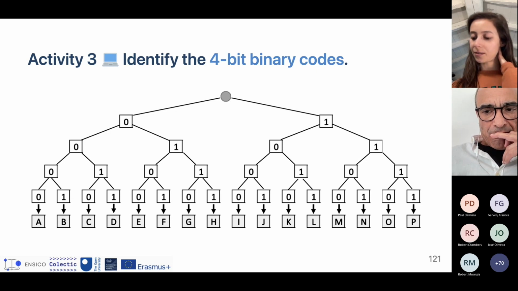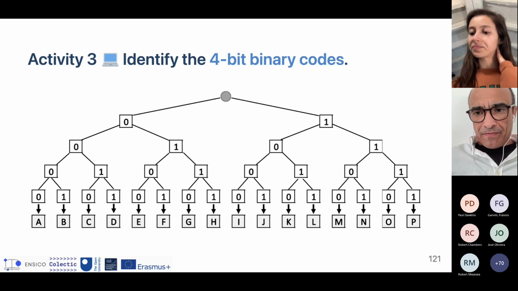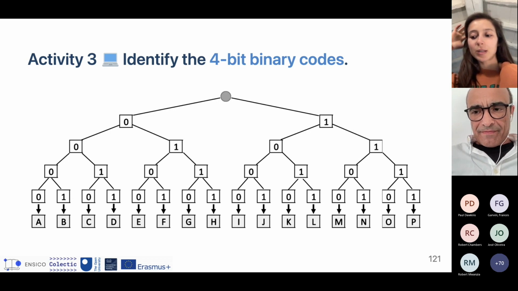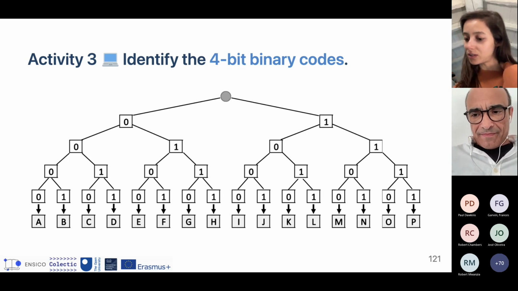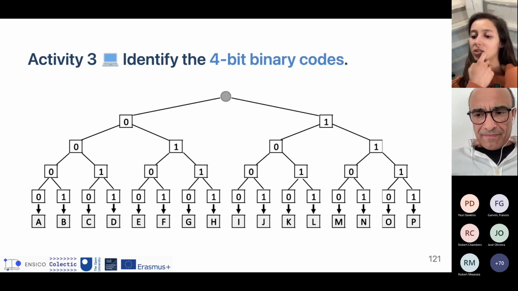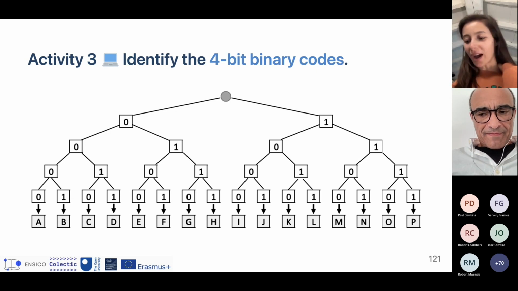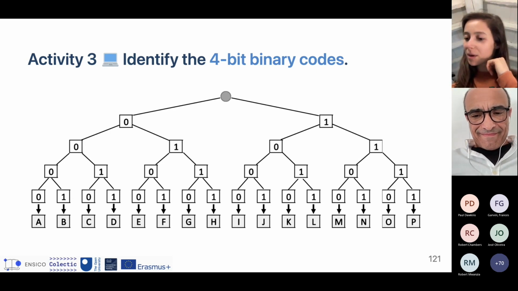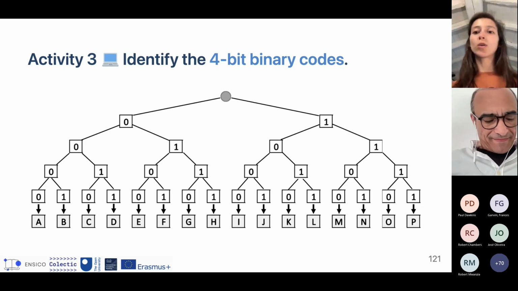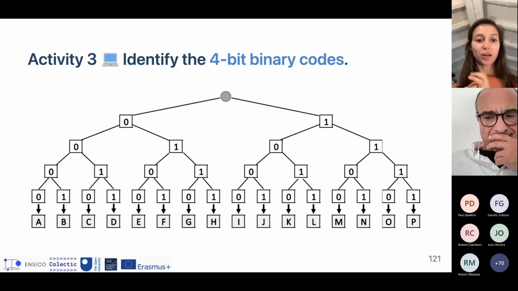Okay, I guess we already have some answers. And I will reveal the correct answers. The binary code associated with letter A is 0, 0, 0, 0, and 96% of you got it right. Congratulations. The binary code associated with letter F is 0, 1, 0, 1, and all of you got it right. And finally, the binary code associated with letter P is 1111, and 93% of you got it right.